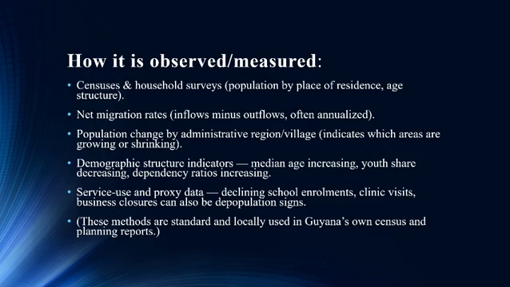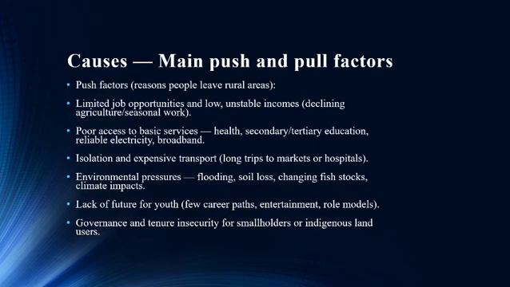Then we have demographic structure or indicators, such as a higher average age and fewer young people, or more dependents, which also show depopulation. In addition, we have service use and proxy data. Service use data like lower school enrollment, fewer clinic visits, and business closures can signal that fewer people are living in the area. These methods are commonly used in Guyana census and planning reports to understand how population is changing across the country.